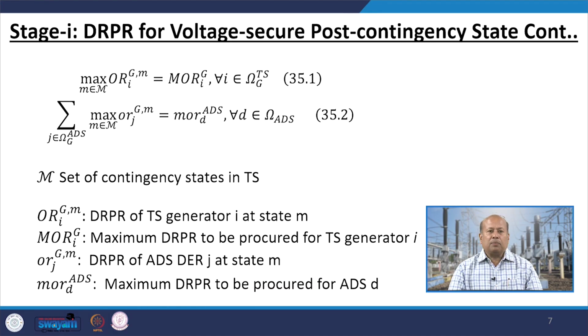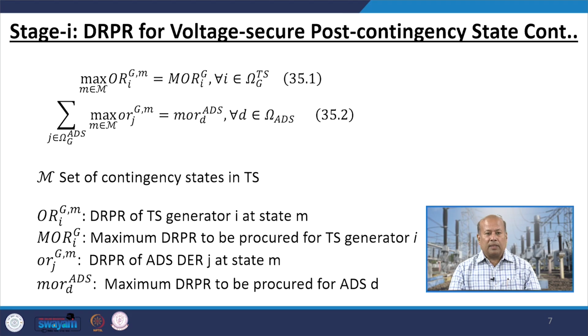Now, in stage 1, DRPR for the voltage secure post contingency state, we carry out an operation of maximization, where OR represents the DRPR of TS generator at state M, and MOR defines the maximum DRPR to be procured for TS generator I.